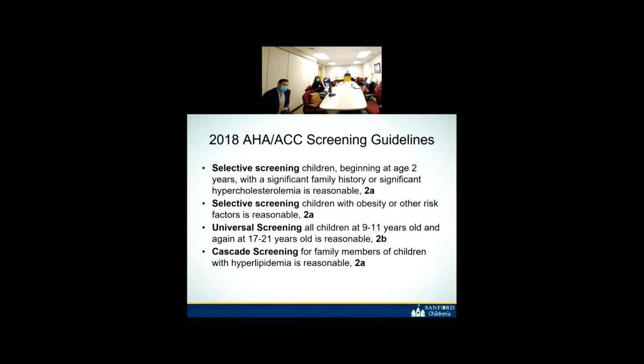But selective screening for children should begin at the age of 2 years if you have a significant family history or significant hypercholesterolemia, and that's deemed reasonable. You should do selective screening in children with obesity or other risk factors. You should do universal screening in all children 9 to 11 years of age, and again, 17 to 20 years of age. And cascade screening is recommended for all family members of children with hyperlipidemia.